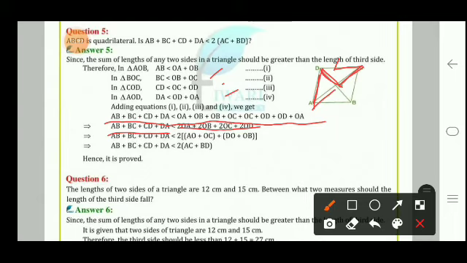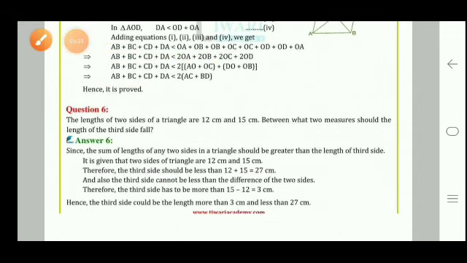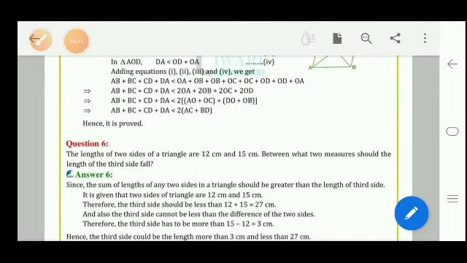So AB plus BC plus CD plus DA is less than twice of, now AO plus OC will be AC and DO plus OB will be BD. So we have AB plus BC plus CD plus DA is less than twice of AC plus BD. Hence it is proved.